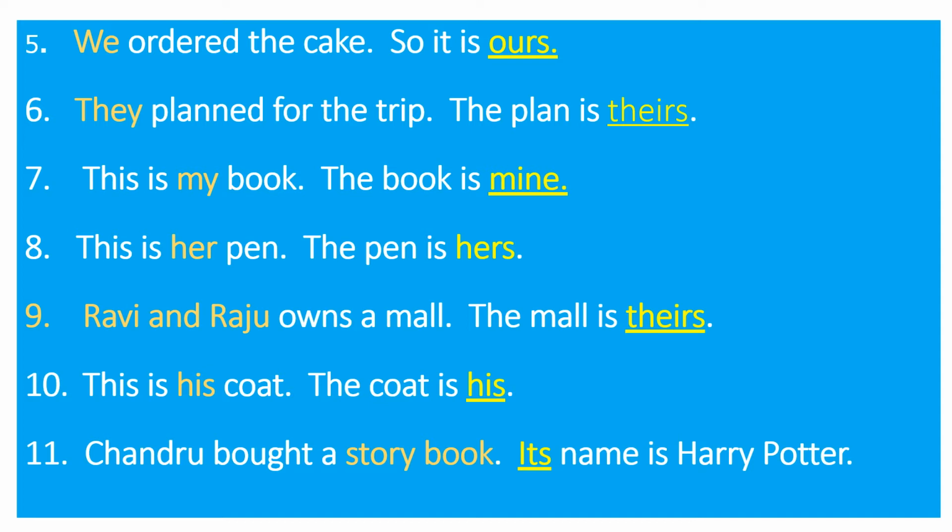Next sentence, this is his coat. The coat is his. So, here his is a pronoun and the possessive pronoun for his is again his. The last sentence, Chandru bought a story book. Its name is Harry Potter. So here its is a possessive pronoun. So what is this it's referring to? Is it referring to Chandru or a storybook? Yeah, it is referring to the storybook. So storybook is a common noun, isn't it? So for the common noun storybook, we are using the possessive pronoun its.